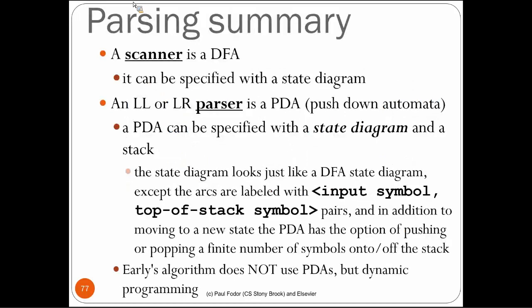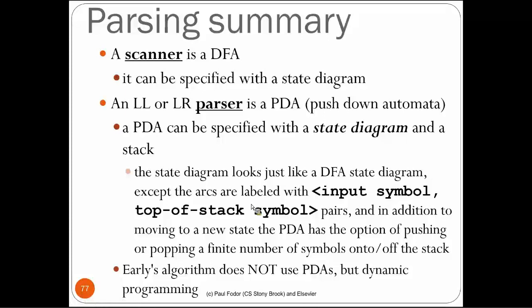So just to summarize parsing, a scanner, a tokenizer, is a DFA. It can be specified with a deterministic automaton. An LR or an LL parser is a PDA. Usually they use pushdown automata for parsing. It can be specified also with a state diagram and a stack. The state diagram looks like a DFA, but it uses the input symbol and the top of the stack, either symbol or state, to determine what is the next production rule that should be used.